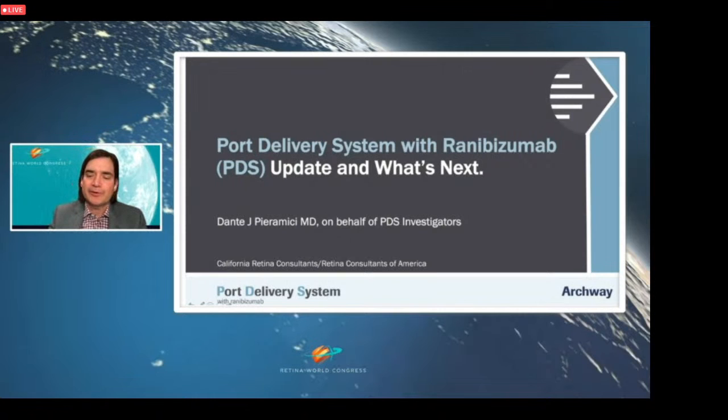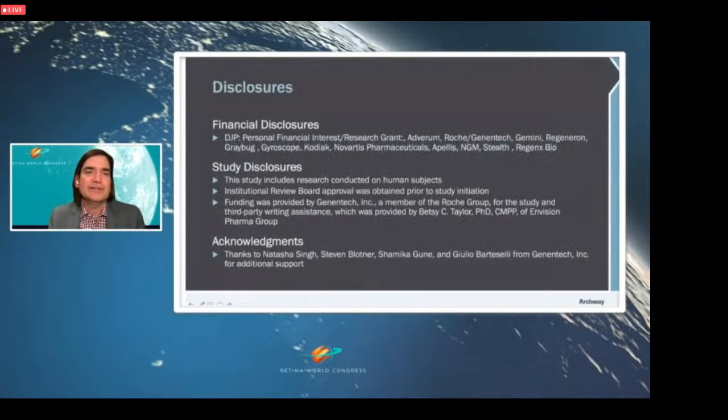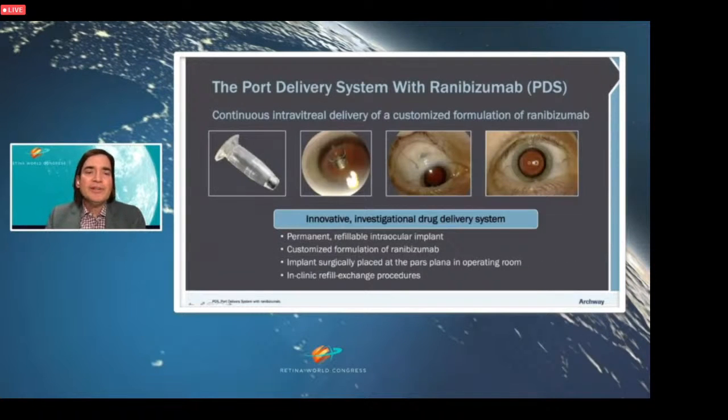I'm going to update you a little bit on the port delivery system with ranibizumab, and certainly this is a device being developed by Roche Genentech. The port delivery system is a permanent, refillable intraocular implant that comes with a customized formulation of ranibizumab. We can place it surgically in an outpatient procedure, and it can be refilled multiple times in the operating room. It really is a platform technology and can be used with other drugs in the future.